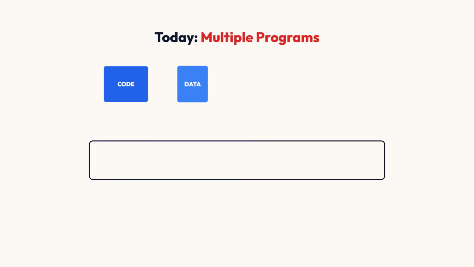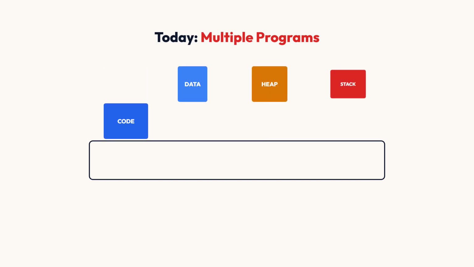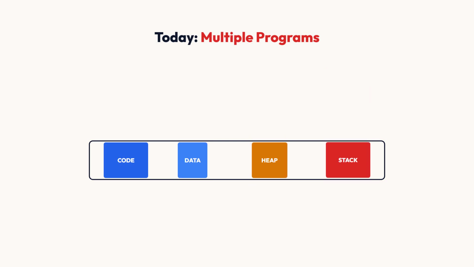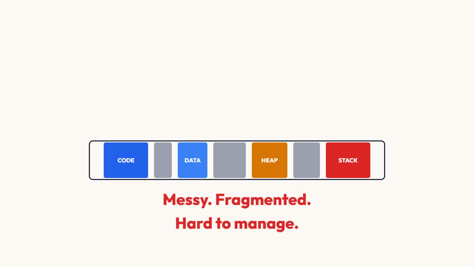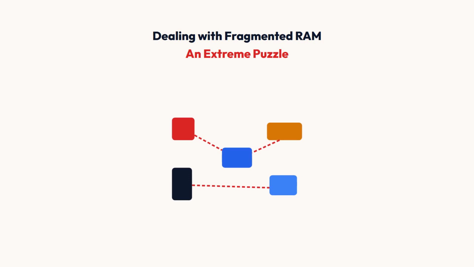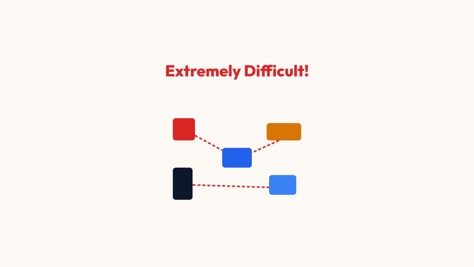Each one has its own code, data, heap, stack, and all of this gets placed somewhere in memory, not in one block. Sometimes split, sometimes scattered. So the real state of memory is messy, fragmented, and hard to manage. Now, imagine you're a programmer dealing with this directly. You'd need to know where your program is stored, which parts are split, and how memory is shared with others. That would be extremely difficult.